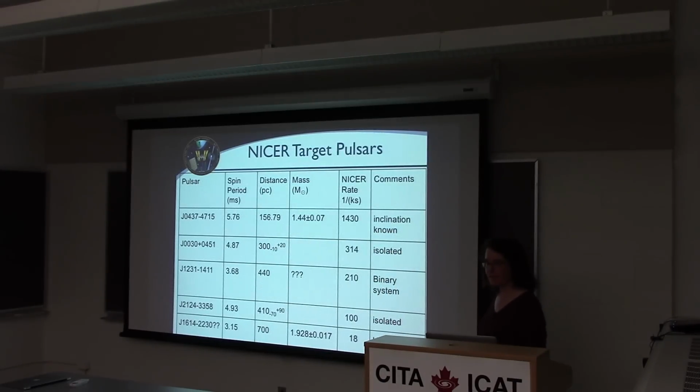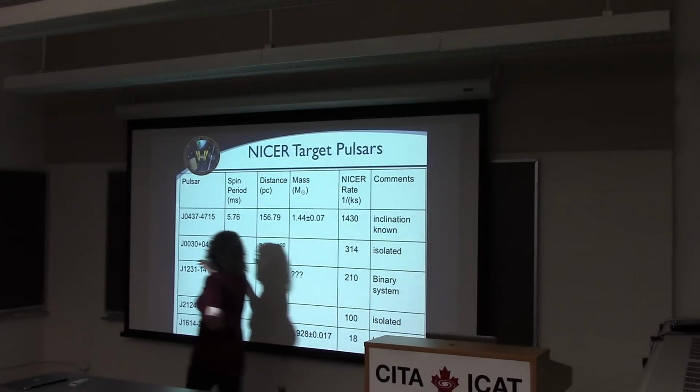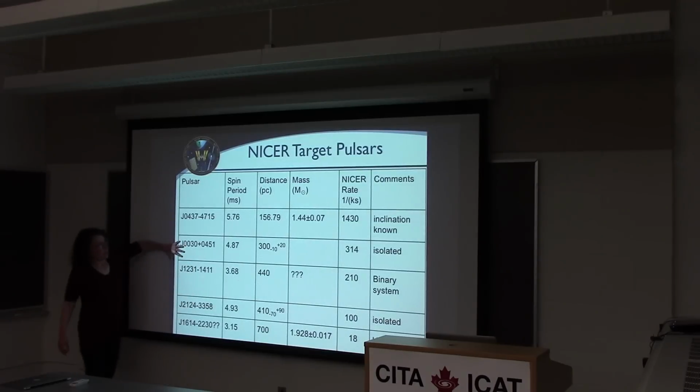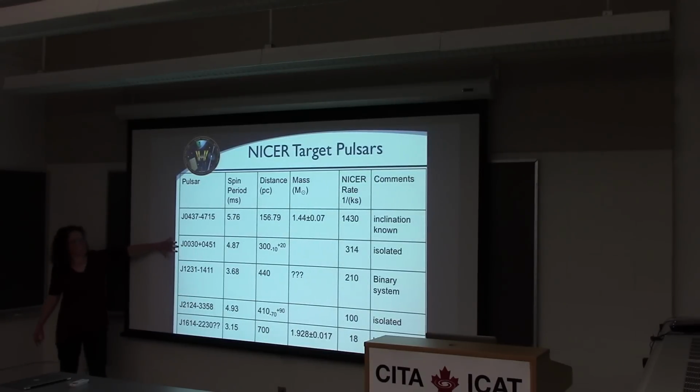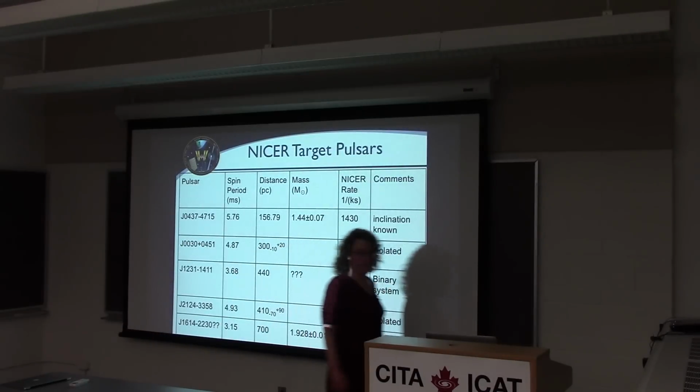How many spots are you modeling? At the moment, most of the effort has been going into J0030, and so 3 spots has been most important for this one. But this one has a very obvious interpulse. Let me just show that to you.